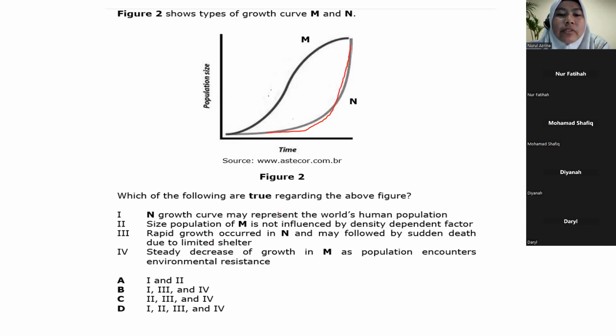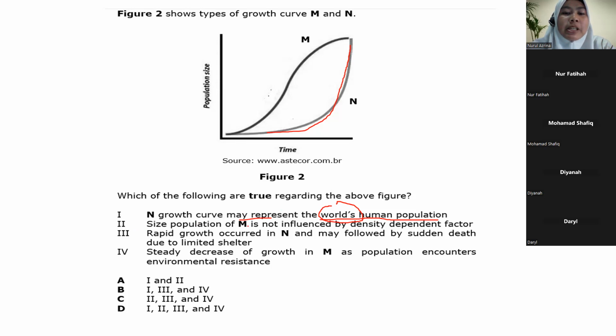Exponential growth curve may represent the world's human population. So globally, has the human population levelled off, or is the human population still increasing? The answer is it is still increasing. World's human population still increasing. If they mention a specific country, like India or China, then they are approaching carrying capacity. So there would be an S shape, right?